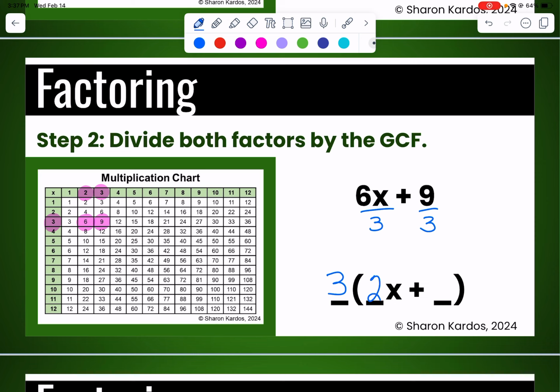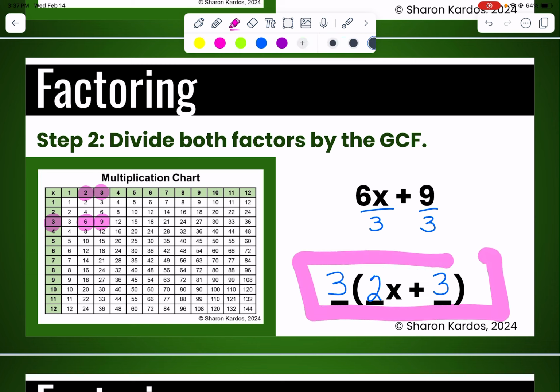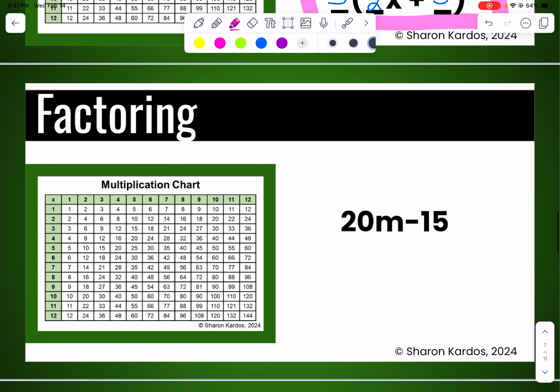So that would give me 2x plus 3. And remember, you can always check to see if you have it right by going in reverse and multiplying. 3 times 2 is 6, and 3 times 3 is 9, so I know I did this problem correctly. This is my answer, okay? Nothing too difficult. All right, if I were you, I would pause the video. I would try this problem on my own and see if you could do it, and then come back to the video to check your answer to see if you have it correct.